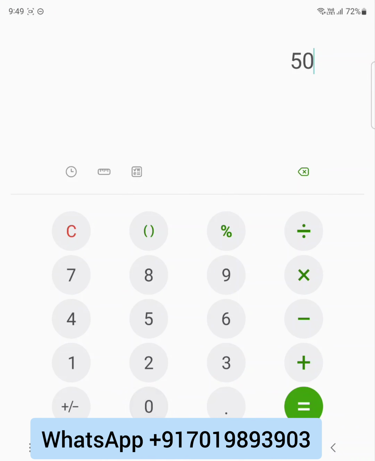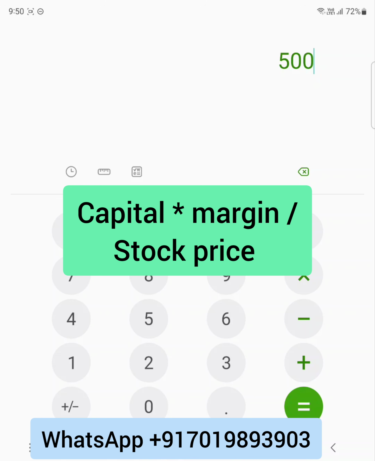For example, let's say you're trading on 50,000 capital, and if you're selecting MIS, that is margin intraday trading, you get 5 times margin. So whatever capital you have, it becomes 5 times, and this is the capital now, and this divided by the stock price, you get the answer. For example, let's say the stock price is 500, so you get 500 as the answer. So that's the quantity you get to trade. You have to divide by the stock price. So capital into margin, divided by the stock price. If you do this, you get the answer. So that's the quantity you get to trade.